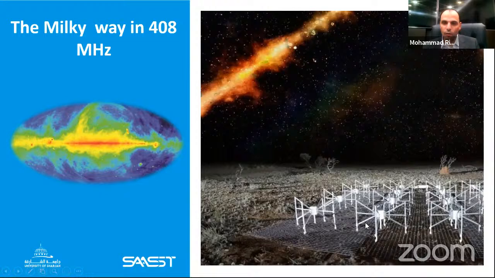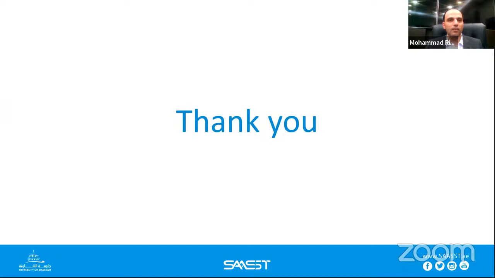And this is one of the maps of our beautiful galaxy, the Milky Way, made using this frequency, 408 megahertz. So this is a brief of our research in the decametric radio telescope. Thank you. If you have any questions, you can ask.